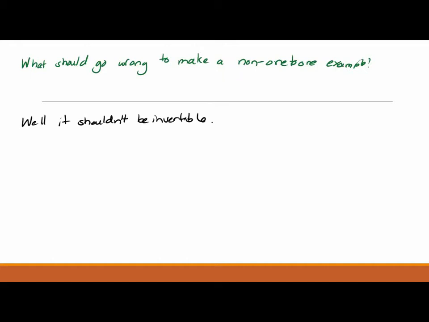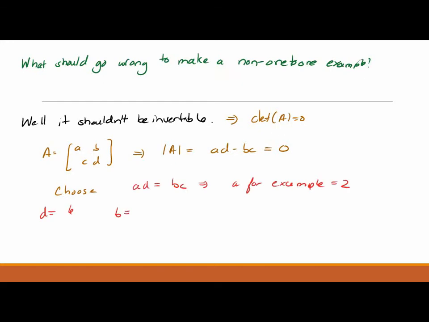What about a non-1-to-1 example? Well, the theorem in your book says it's invertible if and only if it's 1-to-1. So I can use the same trick. I could say, okay, I don't want it to be invertible, so I'm going to set up some letters. I'm going to take the determinant. If it's not invertible, then the determinant has to be 0. So that gives me a formula for choosing the A, D, and the B, C. And so I just made up some examples. I just chose D equals 6 and B equals 3. I just chose some numbers.